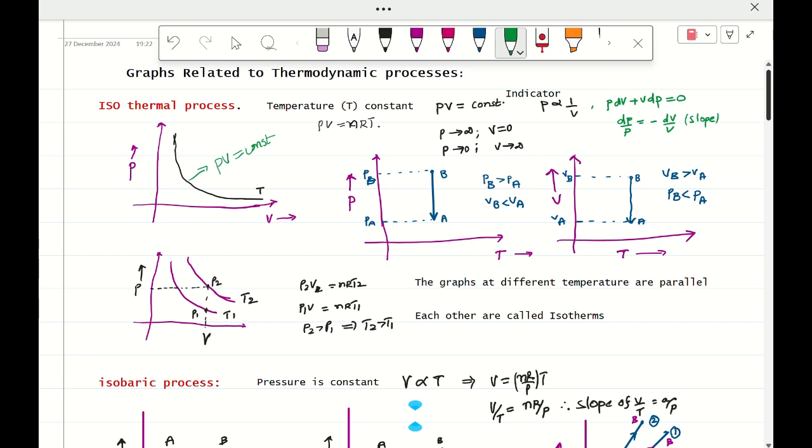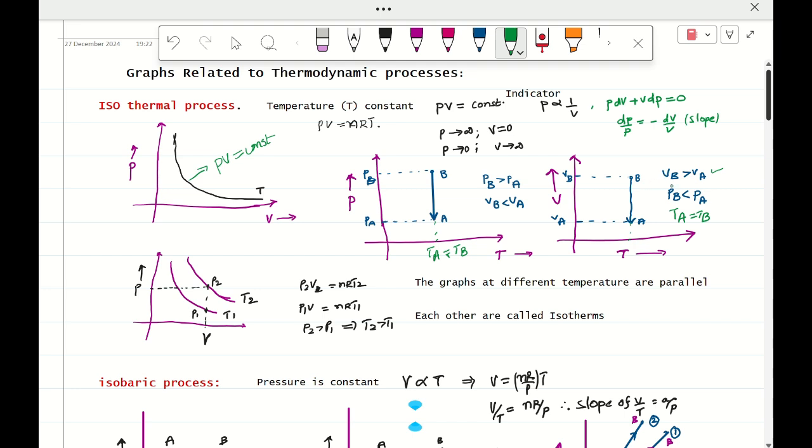So work done is nRT into log of VA by VB, that is, minus of nRT into log of VB by VA. That represents isothermal compression. Now coming to the V versus temperature graph for the isothermal process. You see here VA and VB on the y-axis. VB is greater than VA, it is very clear from the graph. And T is temperature, any one temperature. T is constant, TA is equal to TB.